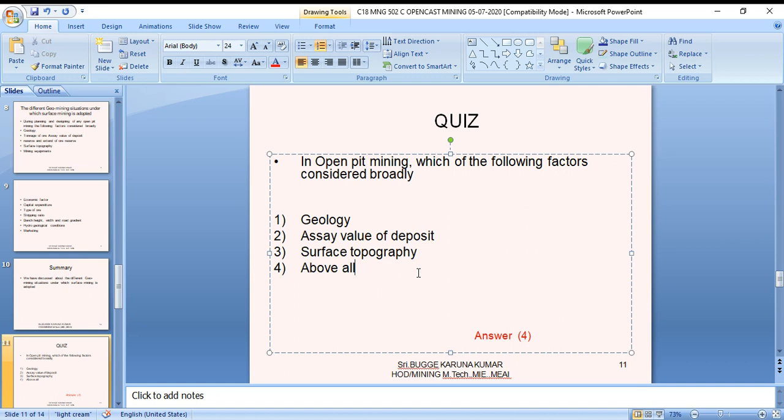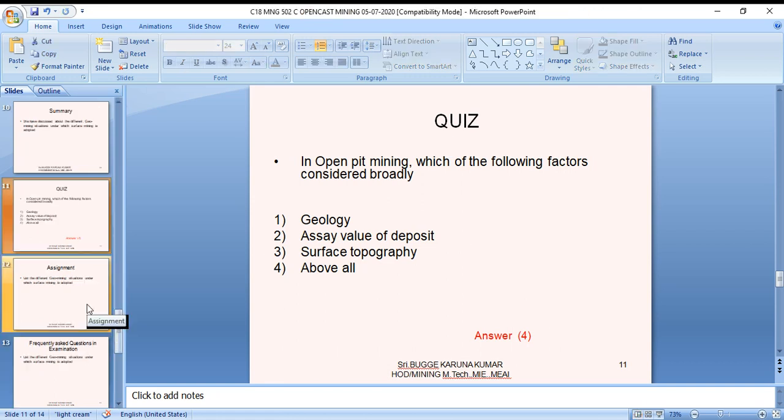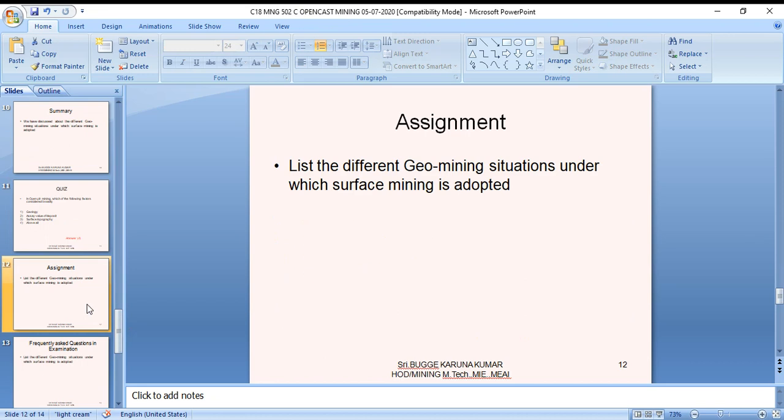JMET, Junior Mining Engineer, Singareni Collieries, or Western Coalfields, they conduct examinations. This type of bits they are also asking. So I would like to give some more assignments for preparation of your diploma examinations. Here I am giving the list of different geo-mining situations under which surface mining is adopted.